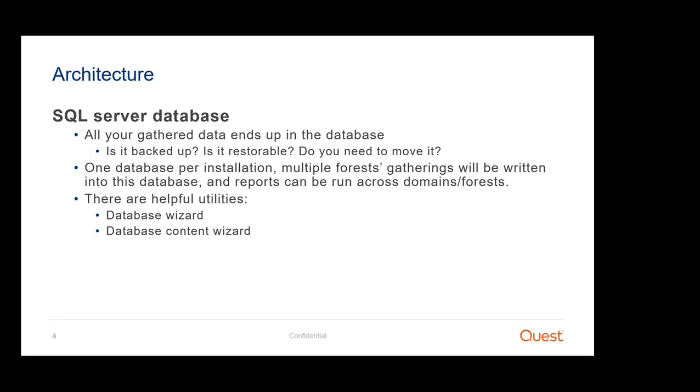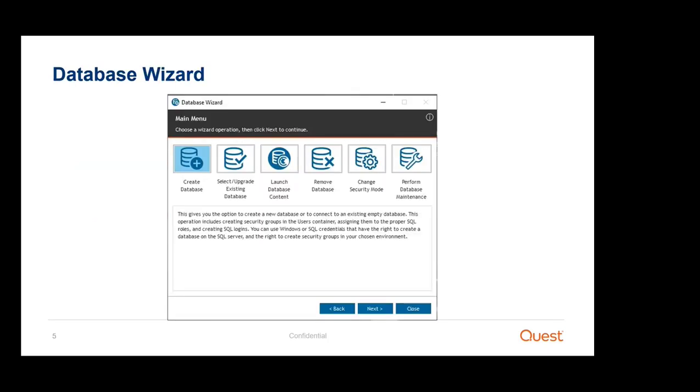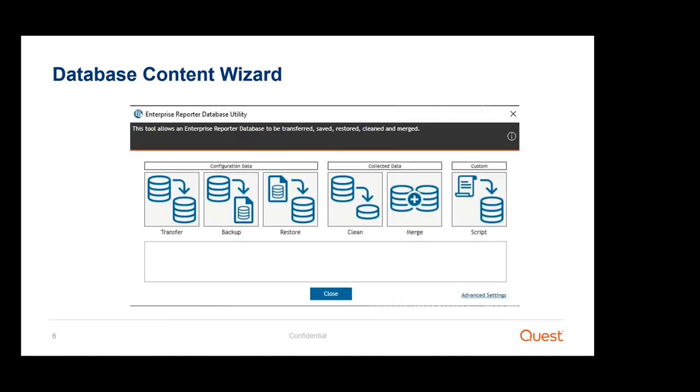Because of that, most of the people that use Enterprise Reporter are not DBAs. They have to work with the database team or they need tools. We give you two sets of tools with Enterprise Reporter, the Database Wizard and the Database Content Wizard. The Database Wizard is designed to create databases, upgrade them, and launch the Database Content Wizard. You can even remove or change the security mode of the database and perform maintenance on that database, which would be any kind of maintenance job that you want to run against the database based on SQL.